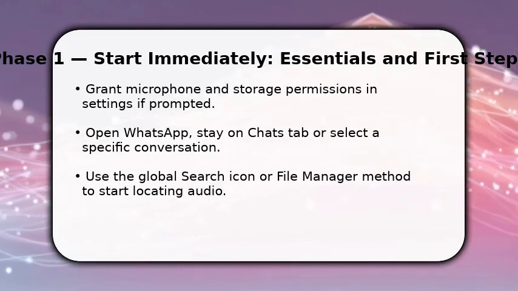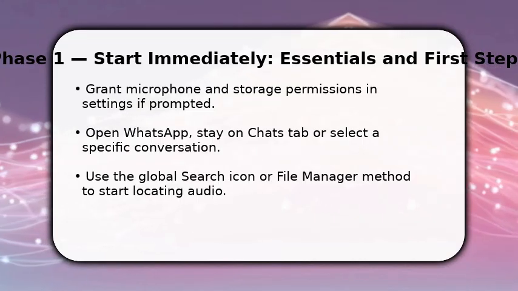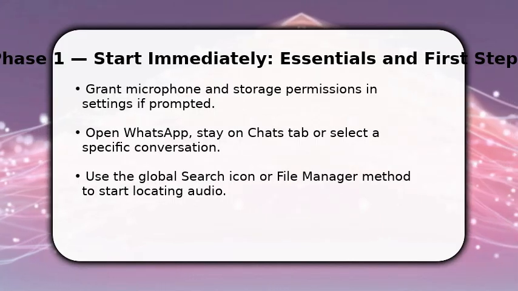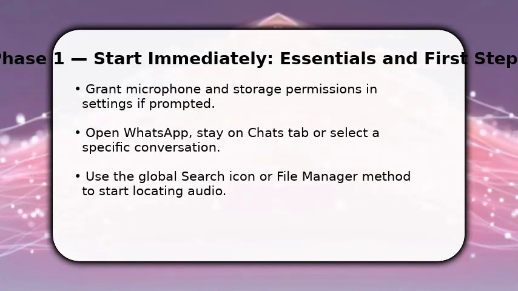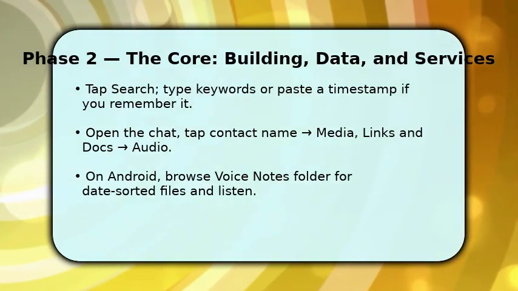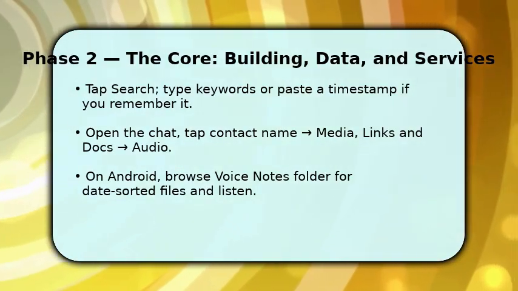Alternatively, on Android, open your file manager to WhatsApp/media/WhatsApp voice notes. Make sure you do this now so you can pick the fastest path forward. You now perform the detailed search. Tap the search field and try keywords or a phrase from the conversation.